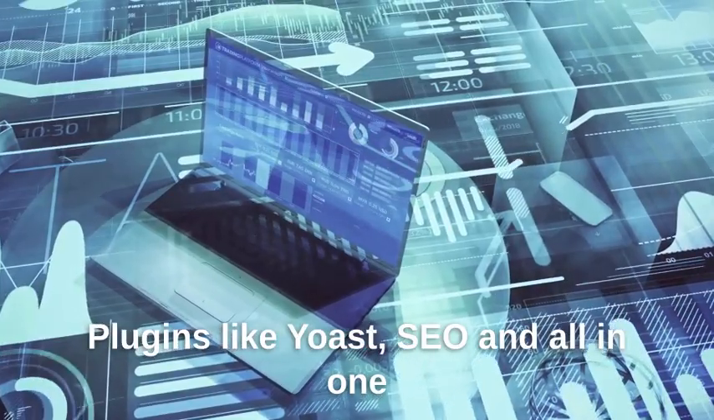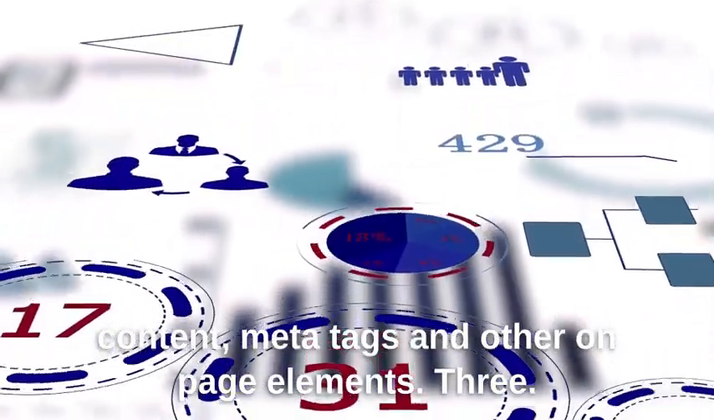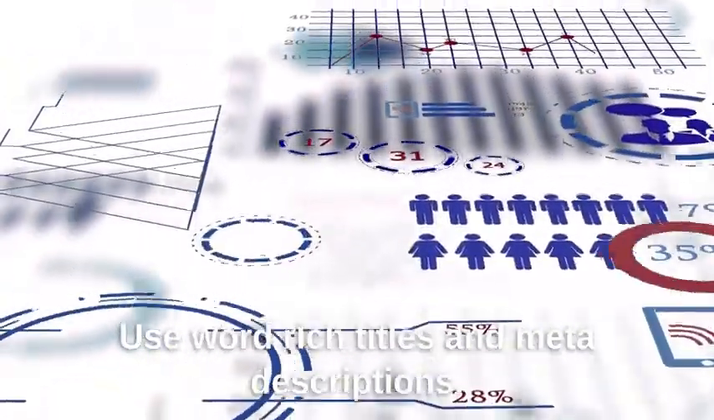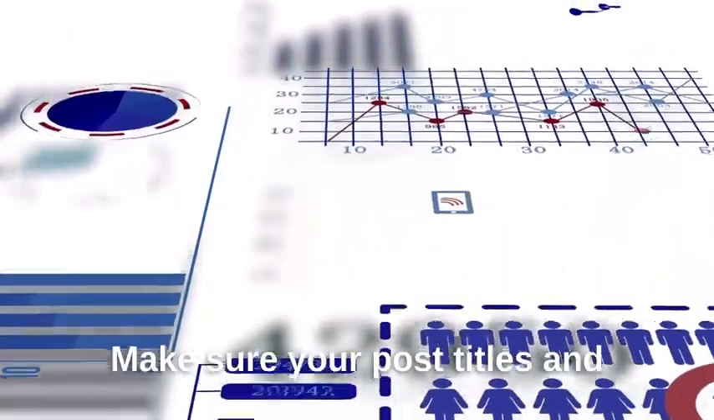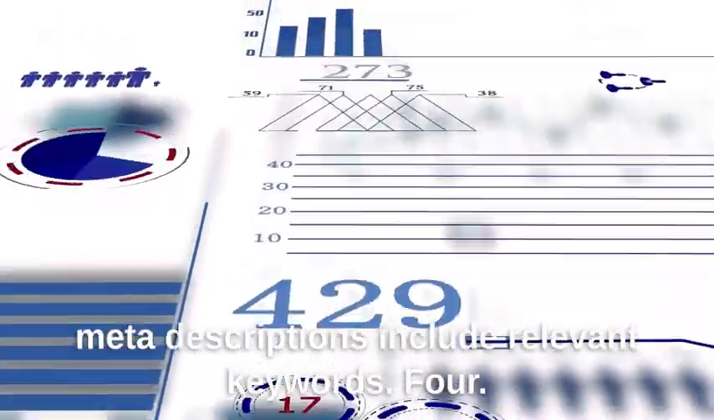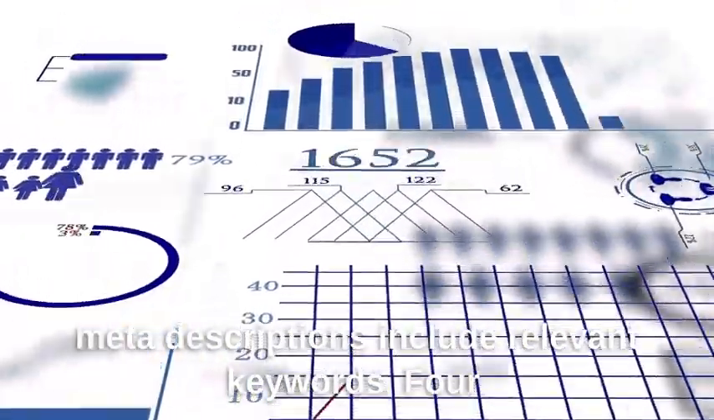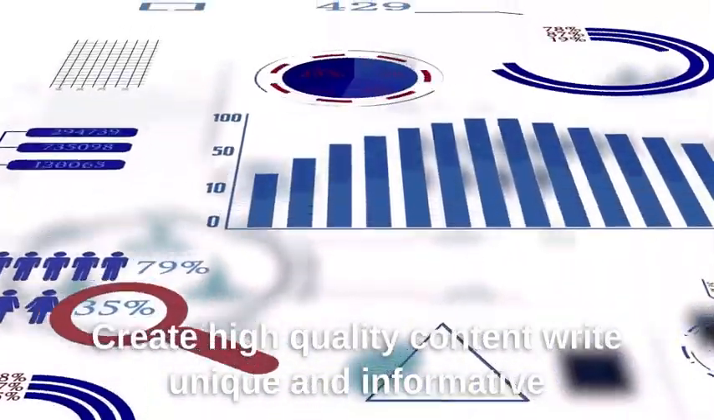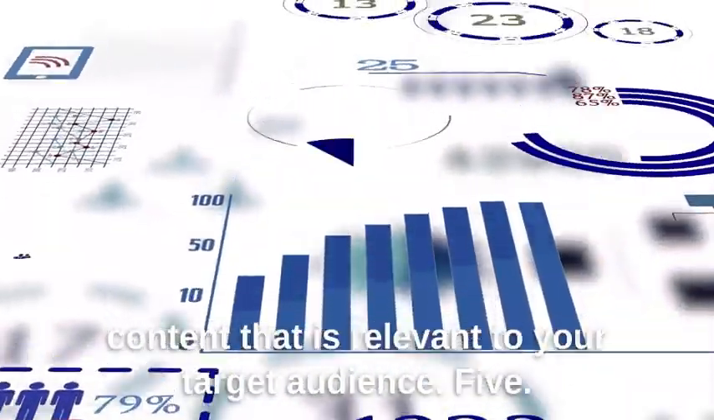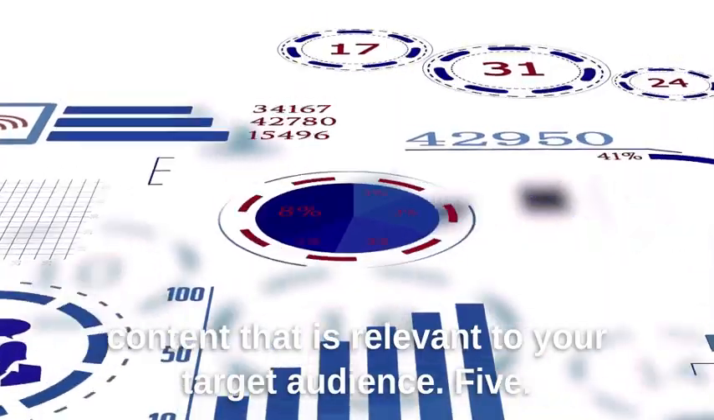Plugins like Yoast SEO and All-in-One SEO Pack can help you optimize your site's content, meta tags, and other on-page elements. 3. Use keyword-rich titles and meta descriptions. Make sure your post titles and meta descriptions include relevant keywords. 4. Create high-quality content. Write unique and informative content that is relevant to your target audience.